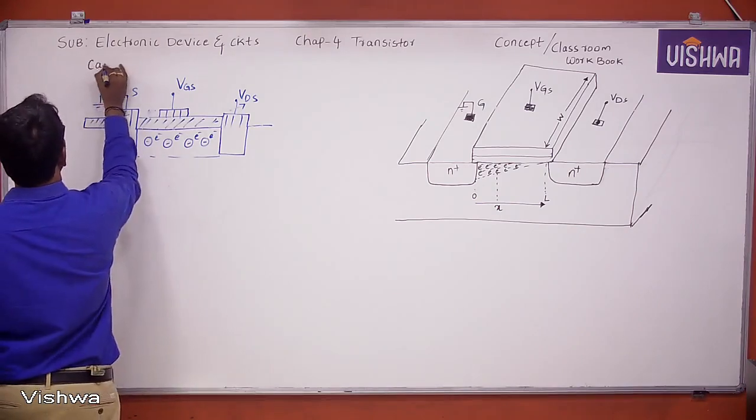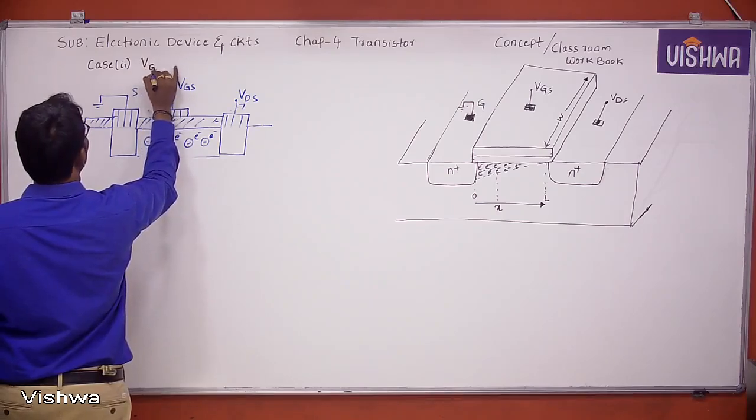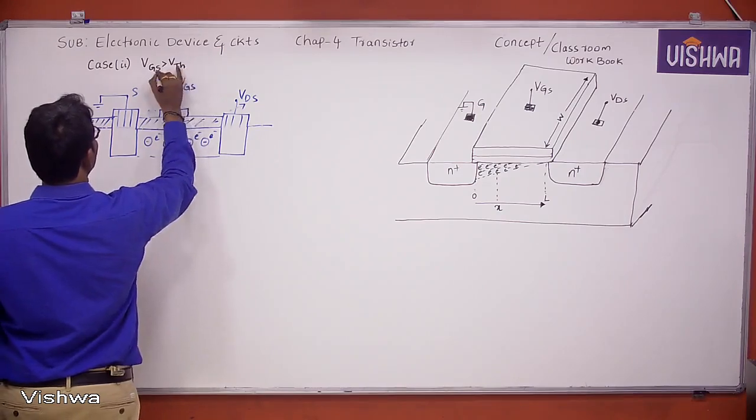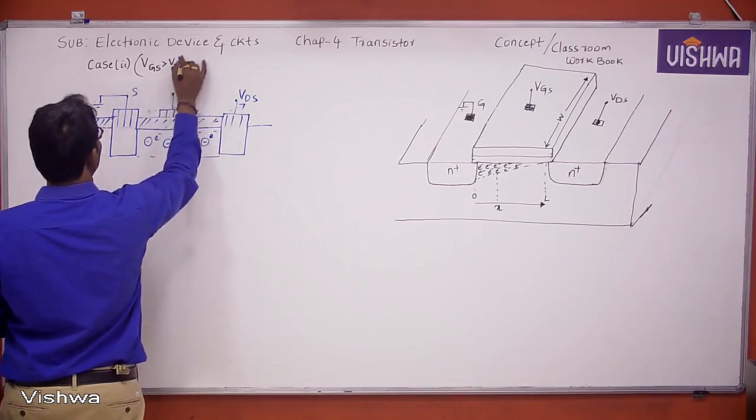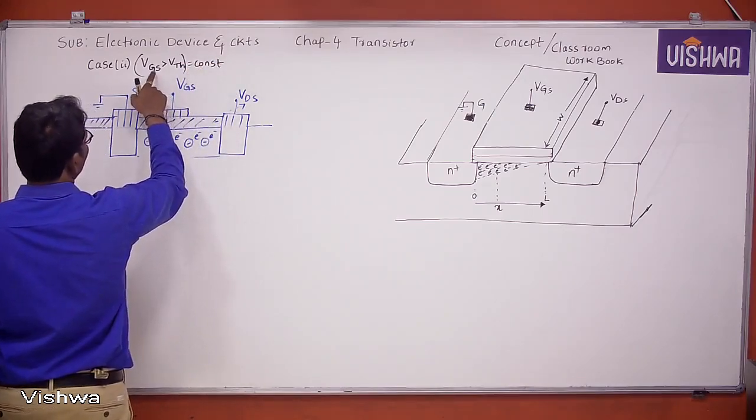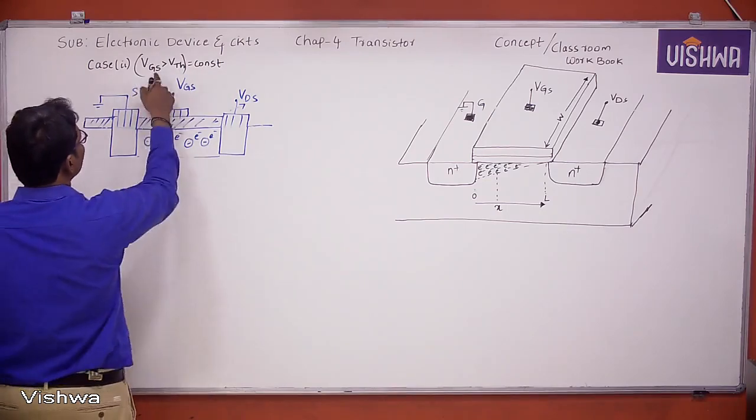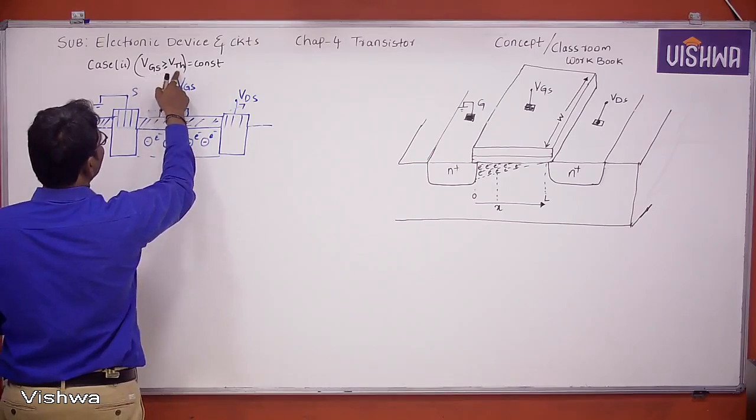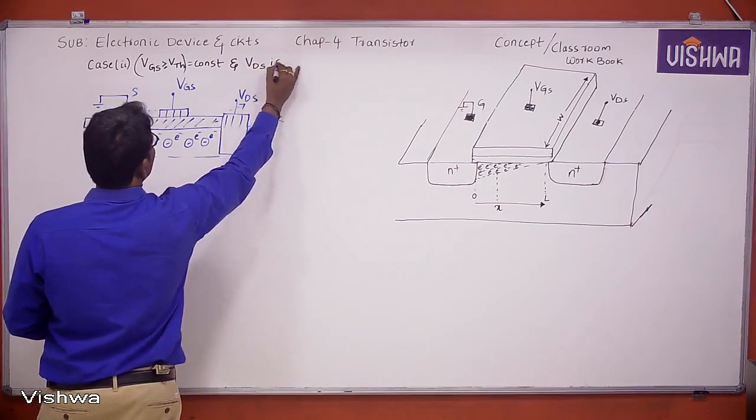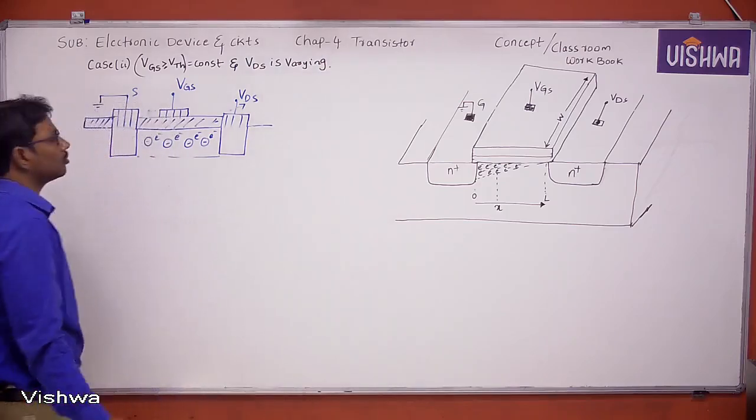Case 2 is VGS is constant. Here we make VGS constant, VGS greater than threshold. Why do you have to put this condition here? If VGS is less than V threshold, what happens? The channel is not completely formed. That's why VGS is greater than or equal to V threshold and should be constant, and VDS is varying here.